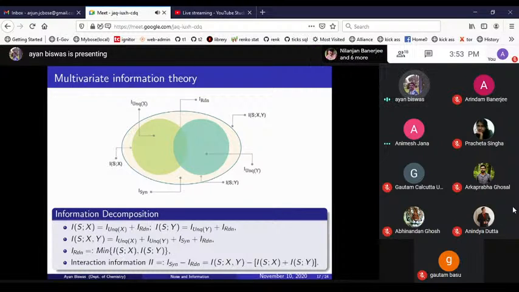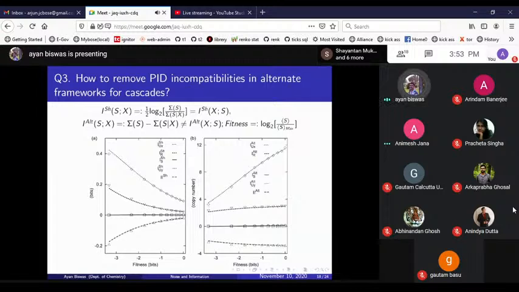And at the end of the day, the interaction information, you check the balance between the total mutual information and the sum of the two variable mutual information. So that gives you a projection on the nonlinearity of information transduction. So in the third project, I introduced this concept of different types of informational definitions.